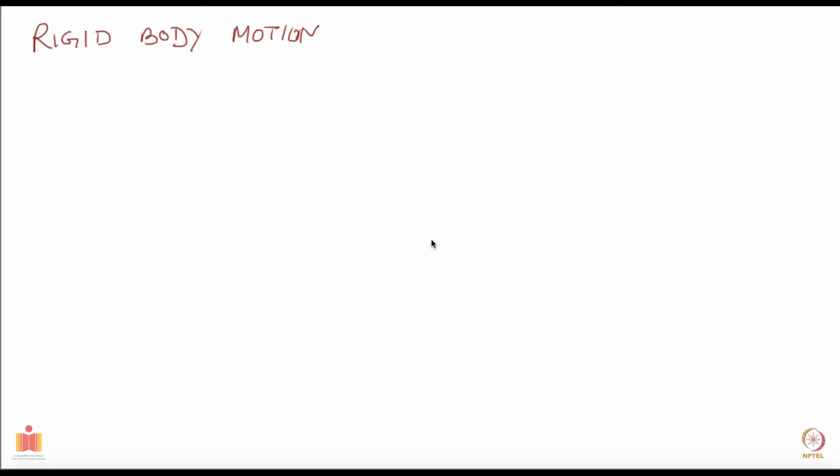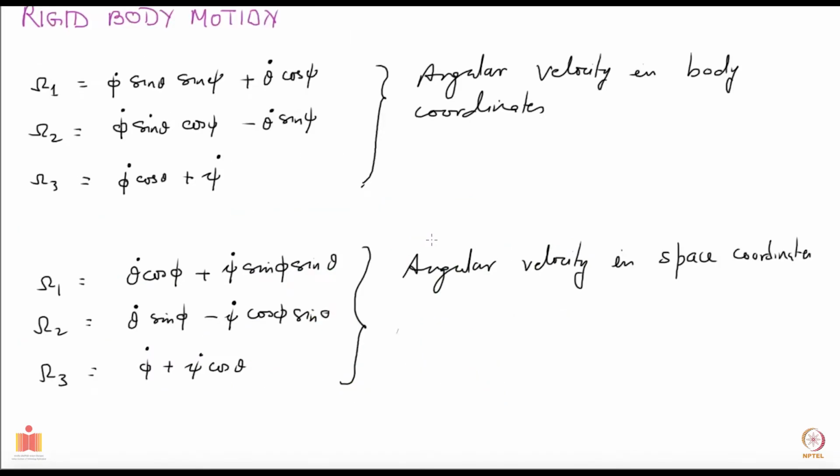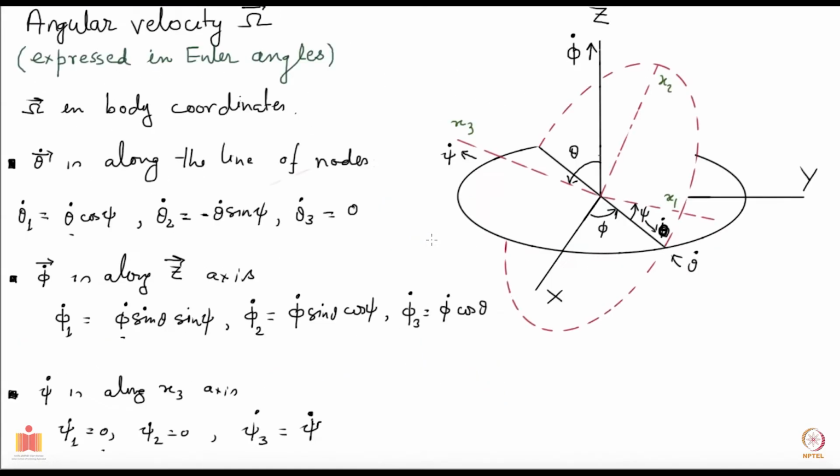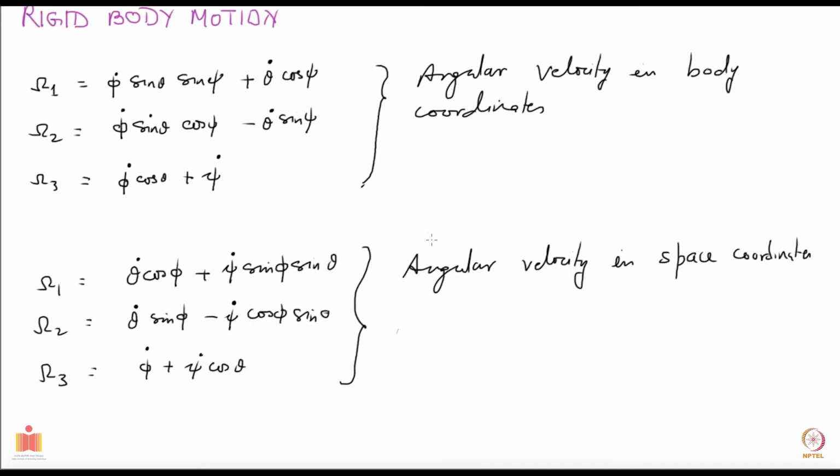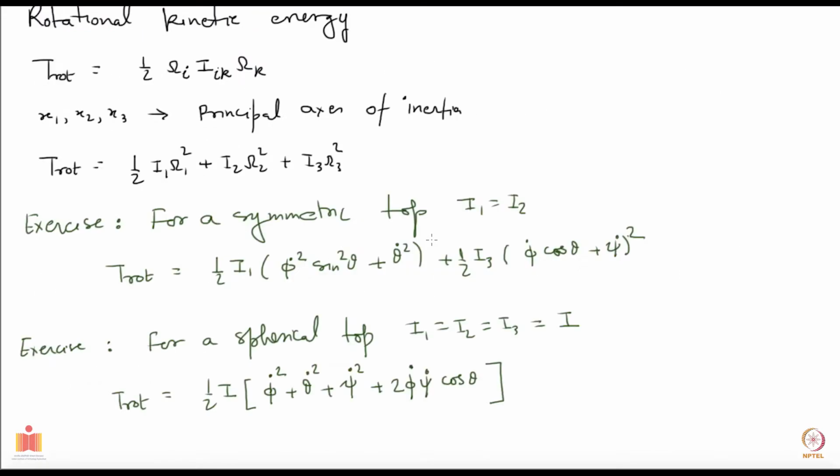But before we do that, let's see what we have done last time. We wrote down angular velocity omega in body coordinates. We had this expression in the first half of this page, and then we also wrote down expressions for the kinetic energy due to rotation, with this omega I omega structure, and we also wrote down this kinetic energy for a symmetric top. This is one thing which we are going to utilize later in this video today.